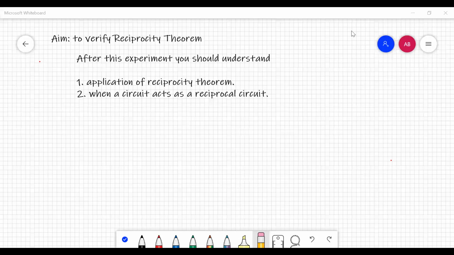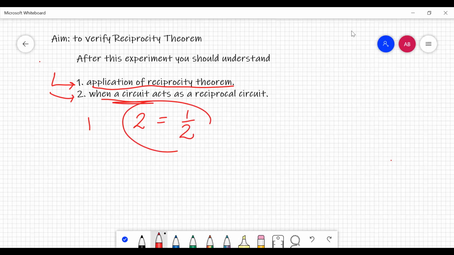So after performing this experiment, you should be able to know the application of this reciprocity theorem, because this is very much applicable to the antenna and transmitter receiver systems. And the second thing that you must be able to understand is when a circuit is said to be reciprocal. So let's take an example: if I have any number, let's say 2, what will be its reciprocal? So it will be equal to 1 upon 2.